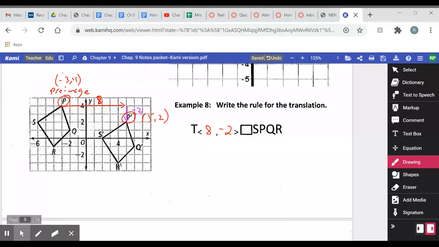for this particular figure. And if I check from S to S prime, or Q to Q prime, or R to R prime, I should get 8, -2 for all of those. I'm just saying how much is changing in the horizontal direction and how much is changing in the vertical direction. And just make sure you're going from the pre-image to the image with the prime marks. You don't want to go backwards.